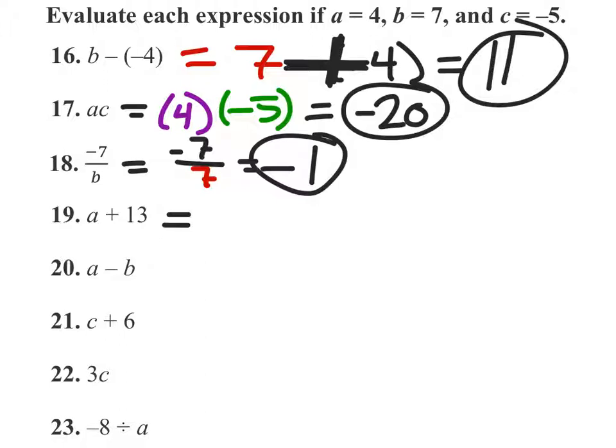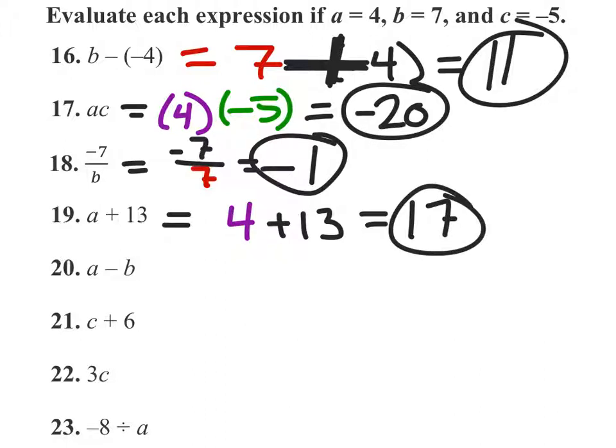All right, number 19, A plus 13. So we got this plus 13. I'm just going to replace A with what it is, and that is 4. 4 plus 13, this one's rough. You may have to use some fingers, but that's okay. 17. Yeah, you have fingers. You know, how else can you pick your nose?